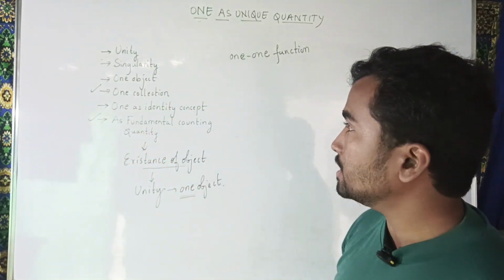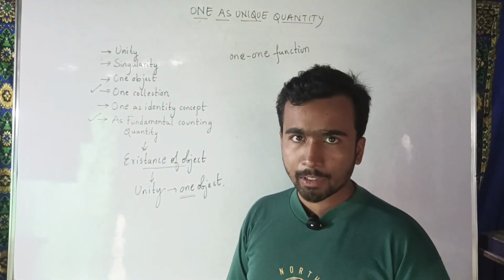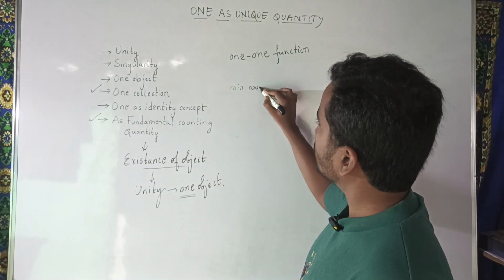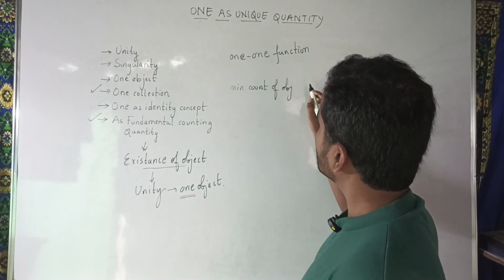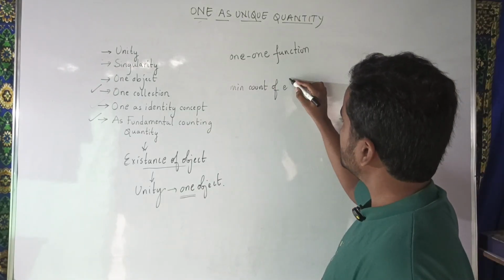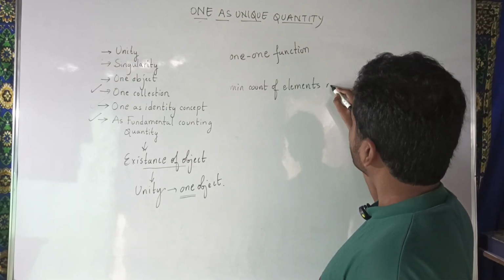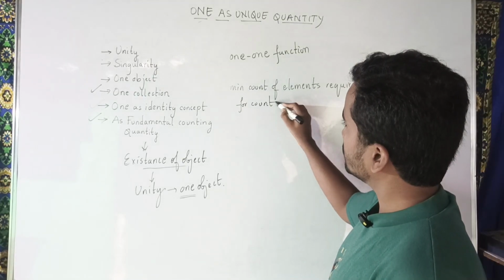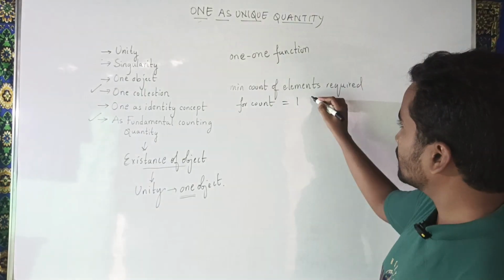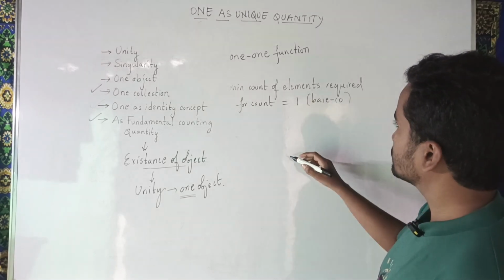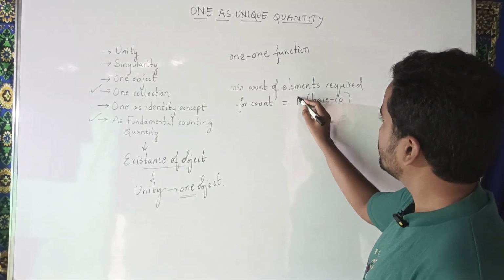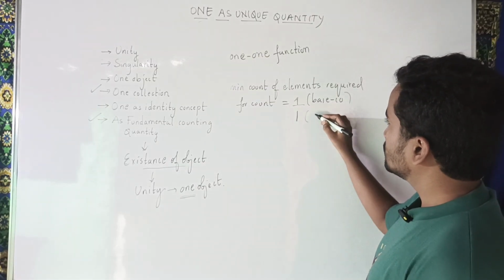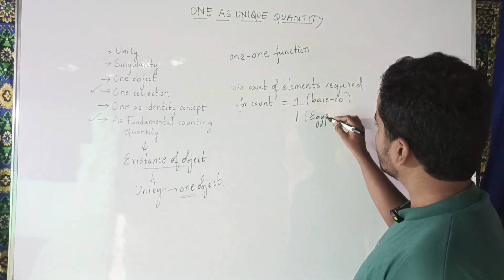The other aspect is one collection. Coming to the aspect of collection, the minimum count of, instead of I call it elements, required for count is nothing but 1 according to the base 10 system, and a single line according to tally marks.